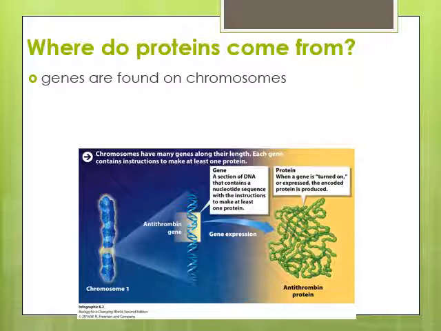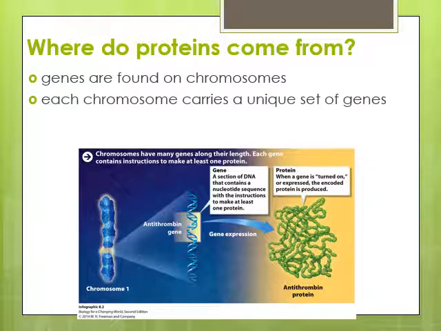I use humans a lot throughout these examples because it's easy to understand in human bodies, but this happens in all types of different organisms, all different types of cells. Okay. So we find these genes on chromosomes, right? And each chromosome carries a unique set of genes. They usually have lots of different genes along their length, and each one contains instructions to make at least one protein.